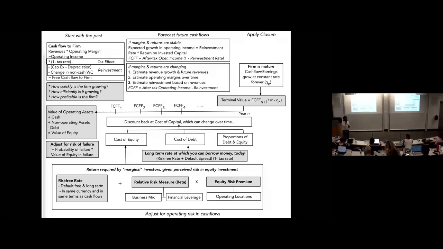So you get the value of the operating assets, you add cash, you add the value of non-operating assets, and you've got the value of the entire firm. I subtract out the debt that I owe, and I get the value of equity. This is the generic picture. I don't care where in the world you're located or what type of company you are. This is where I'm leading to, no matter what company I value.